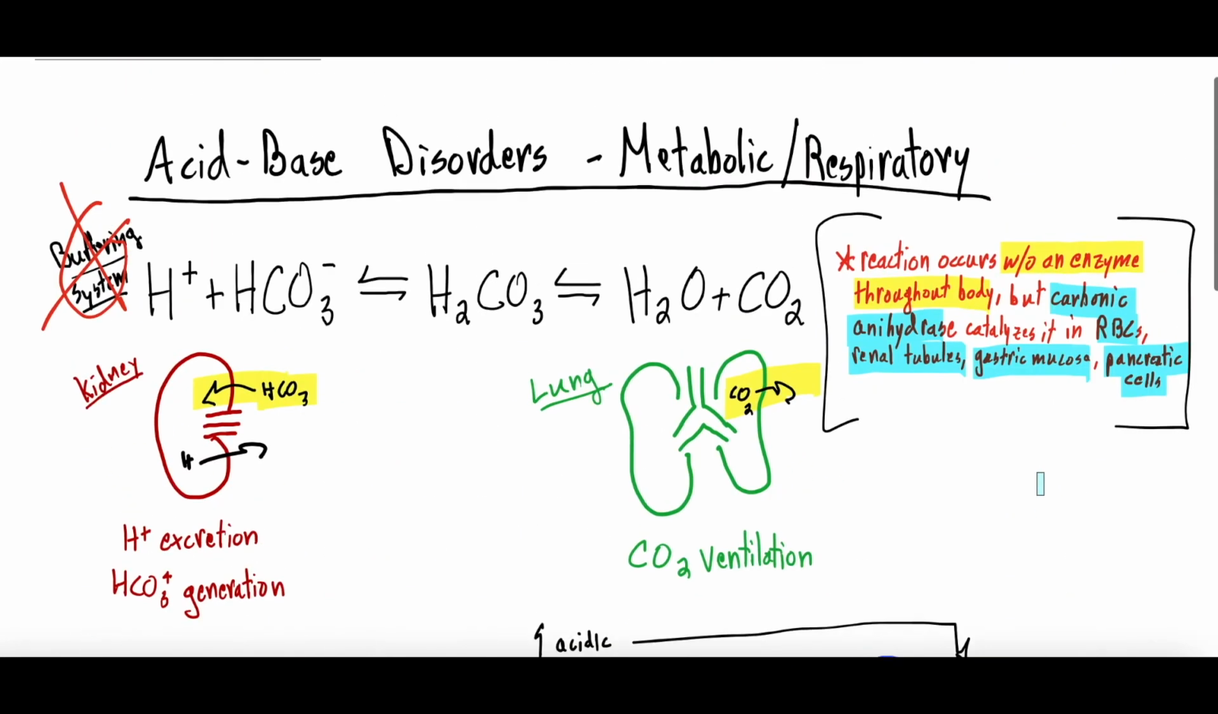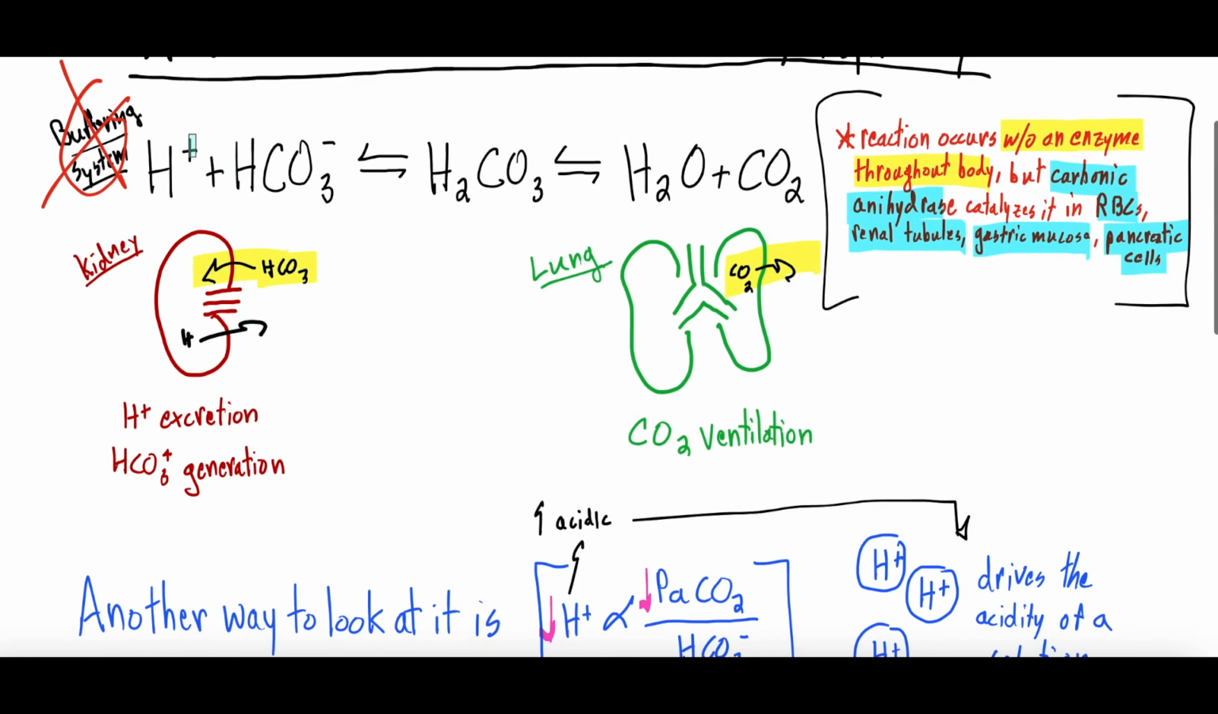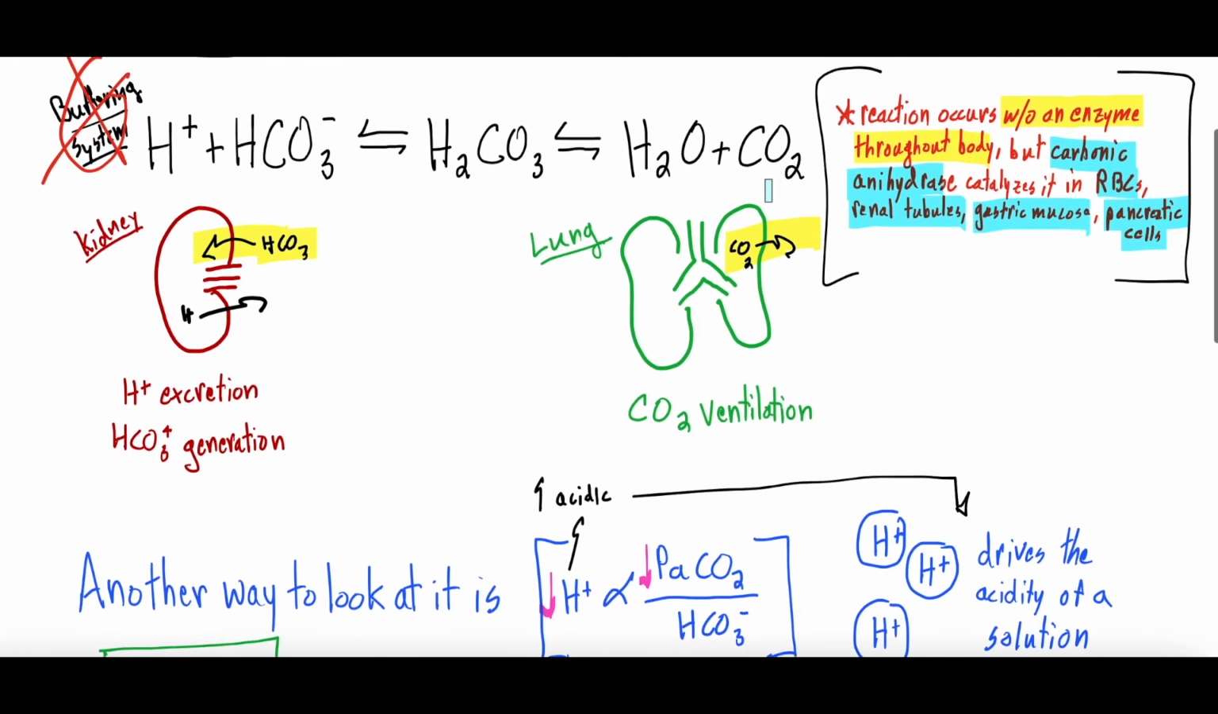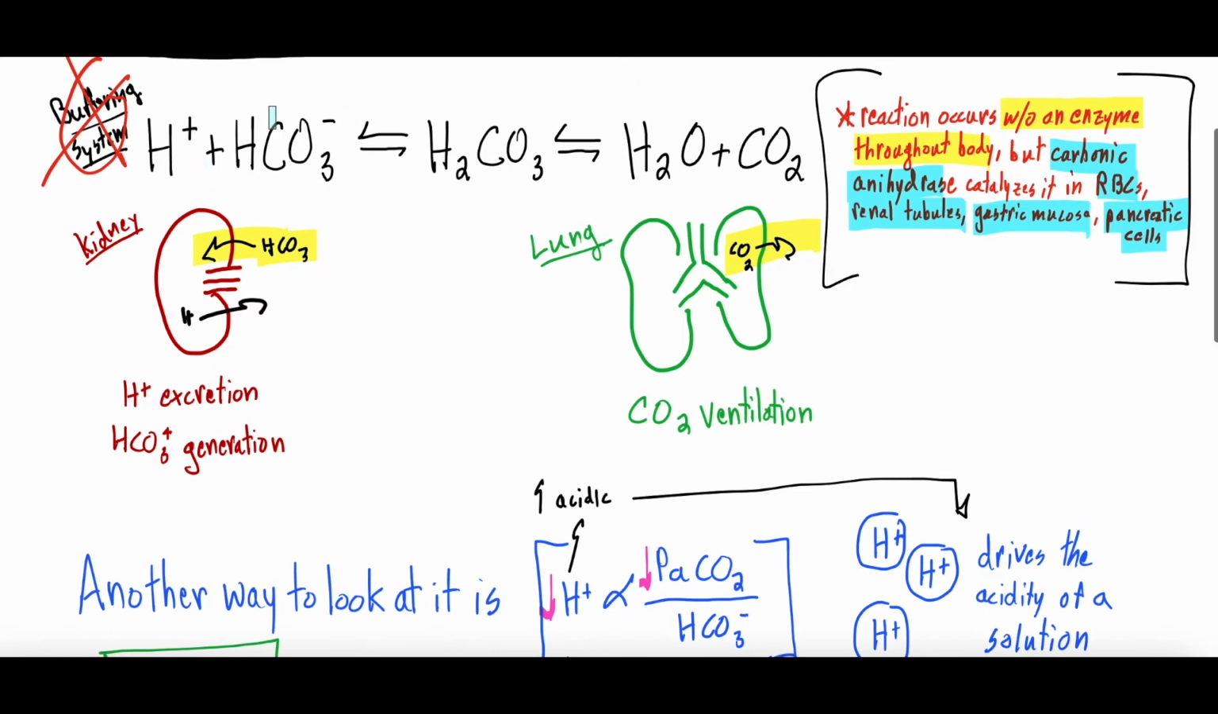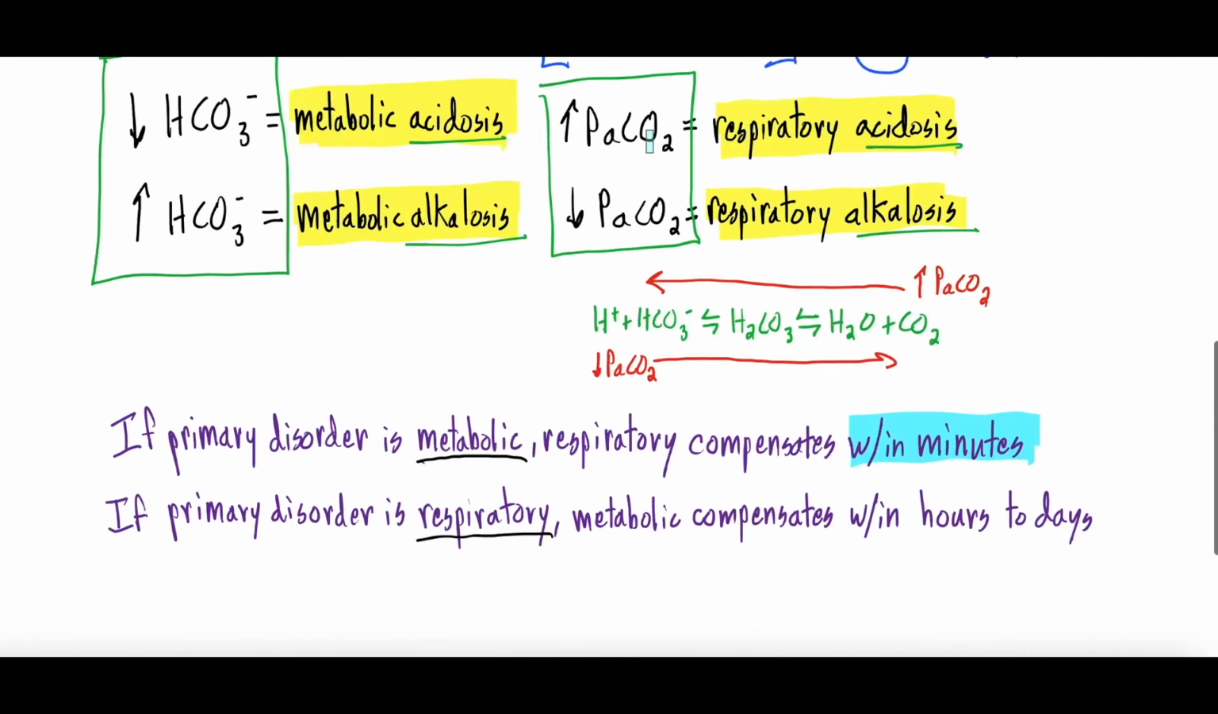So if the lungs notice that the kidneys and the metabolic pathways are showing acidosis or alkalosis, the lungs will either breathe off more CO2 or breathe off less CO2 very quickly to try to recalibrate, re-equalize this equation to try to maintain a normal blood pH.